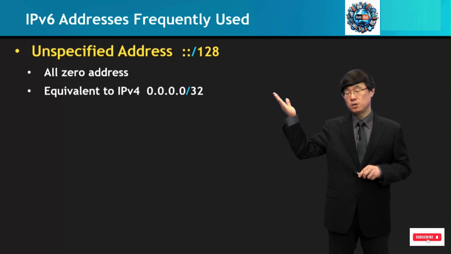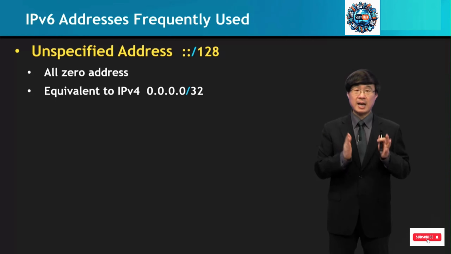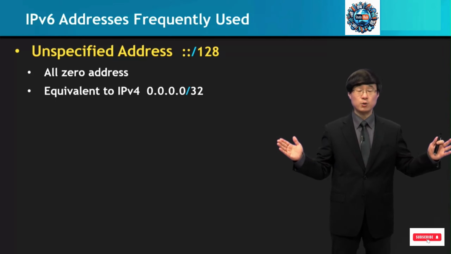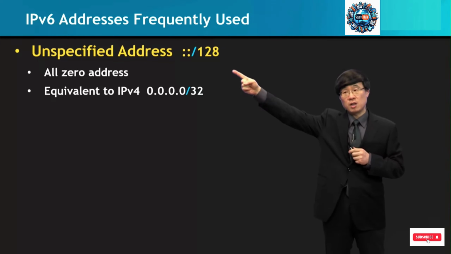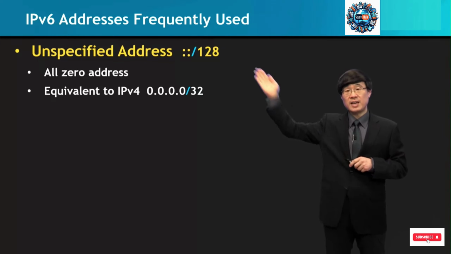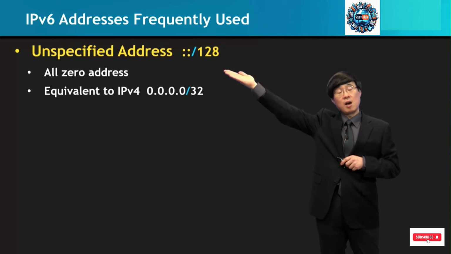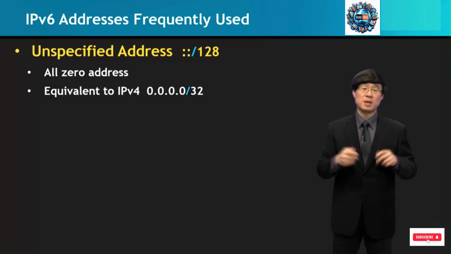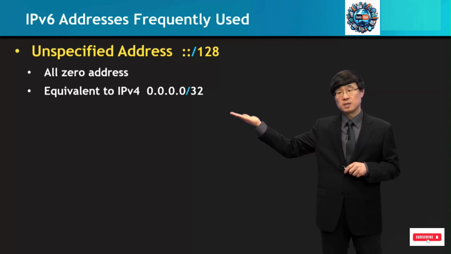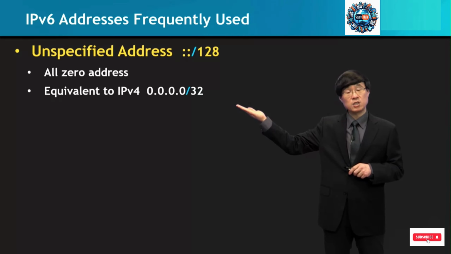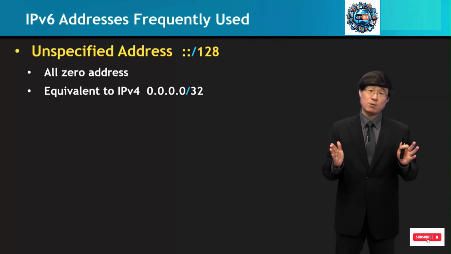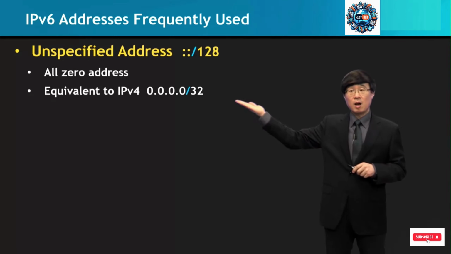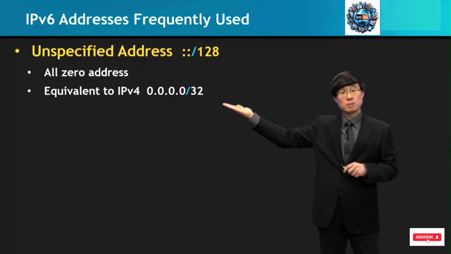IPv6 addresses that are frequently used, we start off with the unspecified address. This address is all zeros. All 128 bits are zeros. That's why we have 2 colons representing that. And then we have a /128, which means that all 128 bits of the subnet mask are 1. This is used as an unspecified IPv6 address. In IPv4, this would be equivalent to 0.0.0.0/32, where all bits in the IP address are 0 and all bits in the subnet mask are 1s, represented right here.